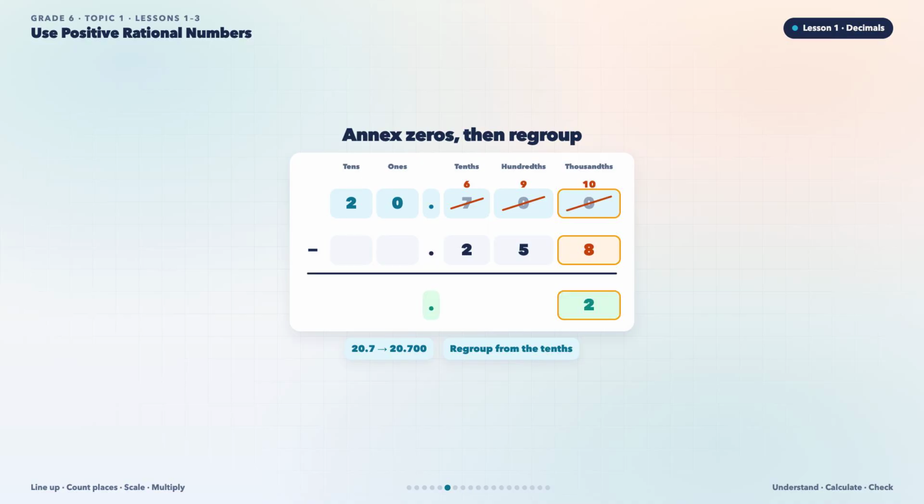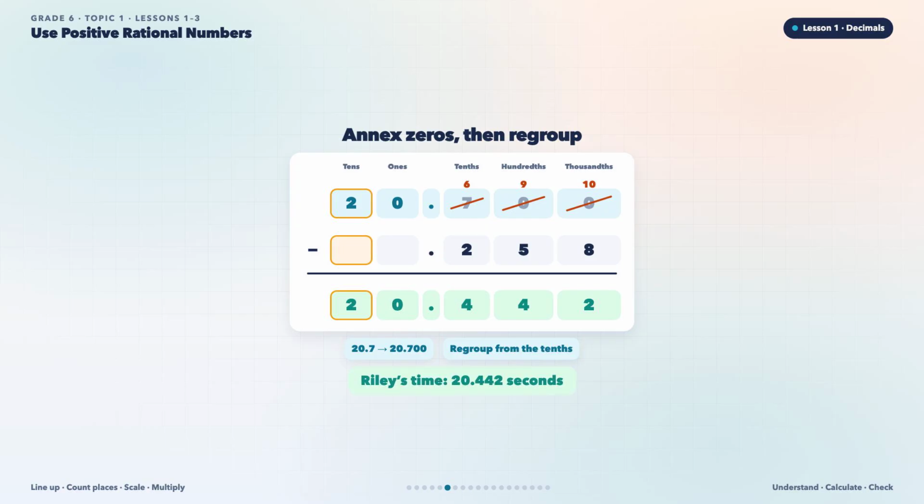10 minus 8 is 2. 9 minus 5 is 4. 6/10 minus 2/10 is 4/10. 20 minus 0 is 20. Riley's time is 20 and 442 thousandths seconds.